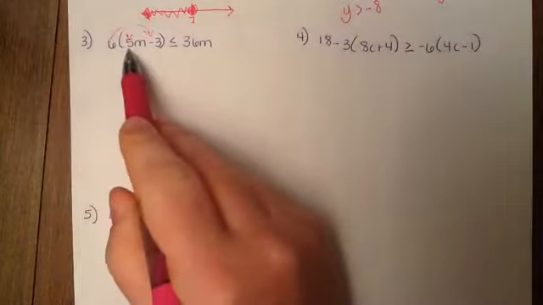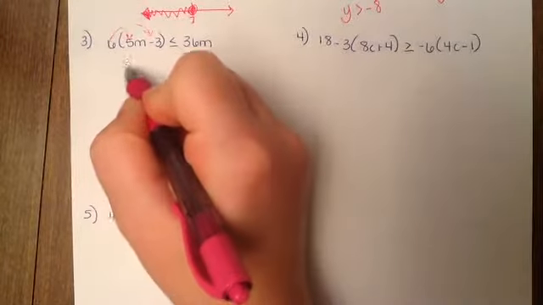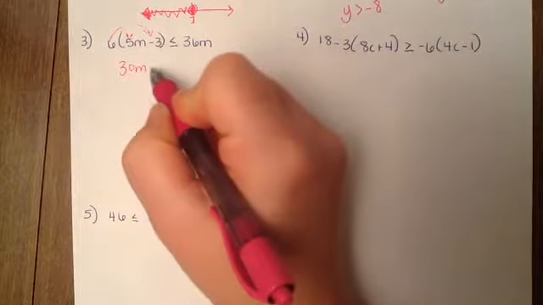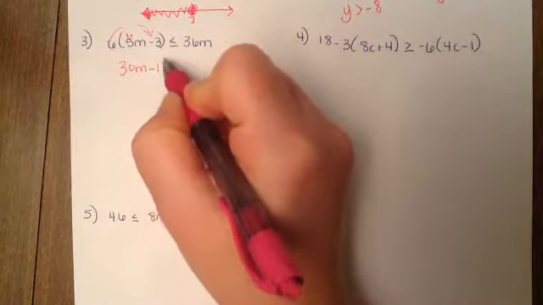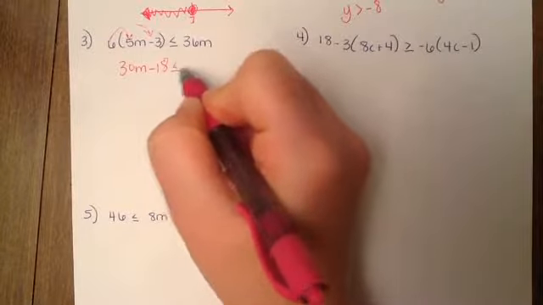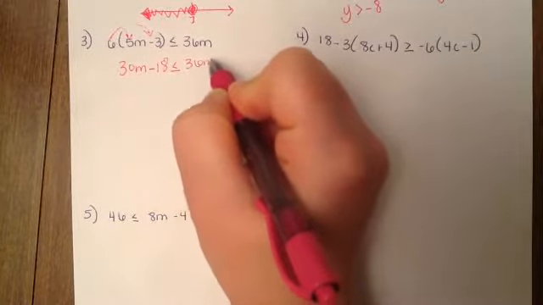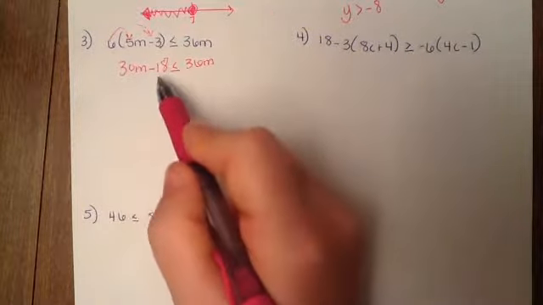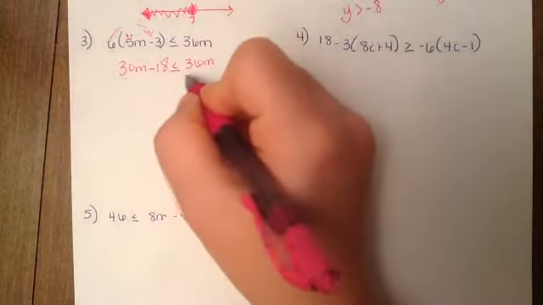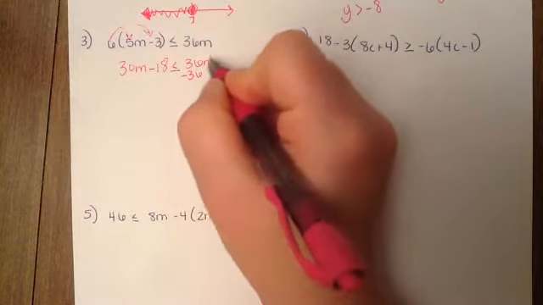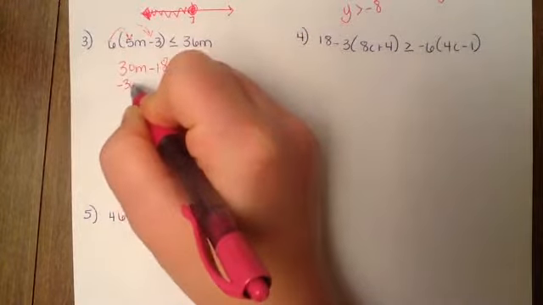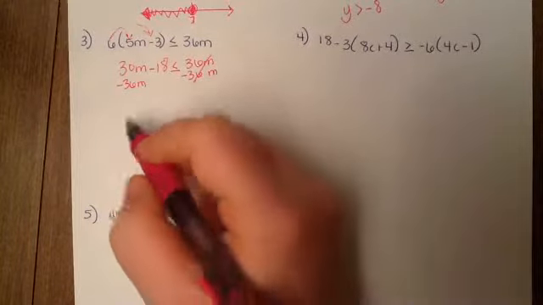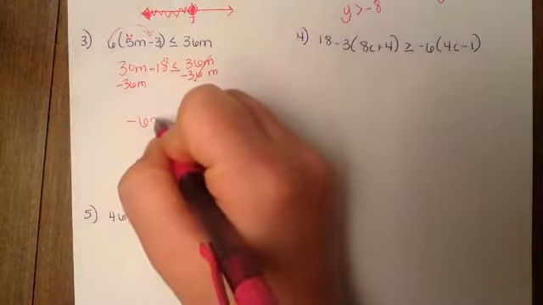So make sure you do 6 times 5, which is 30m, and 6 times negative 3, negative 18, less than or equal to 36m. Let's get all of our variables on one side, our numbers on the other. So minus 36m, minus 36m. This leaves us negative 6m.